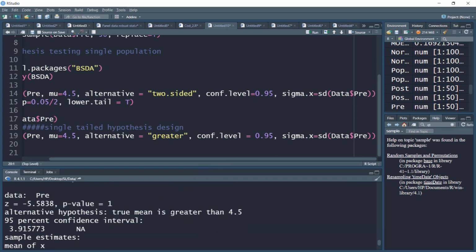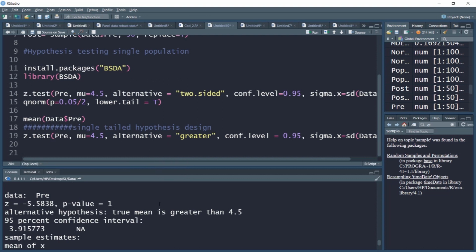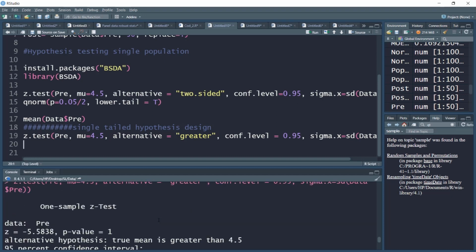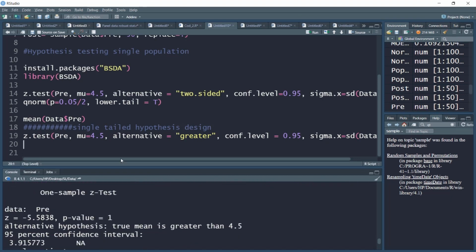Notice that it gives a p-value of 1, which indicates obviously that this hypothesis testing was largely not so valid, because the value was much less than 4.5. So even without conducting this hypothesis test, we could have inferred that the mean is less than 4.5, which is also confirmed by the result of this hypothesis testing, that we cannot reject the null that our population mean is greater than 4.5.